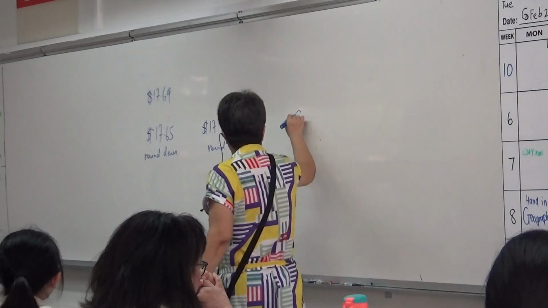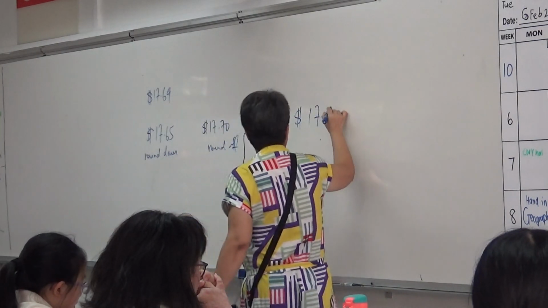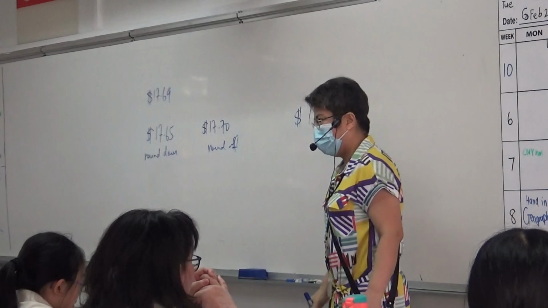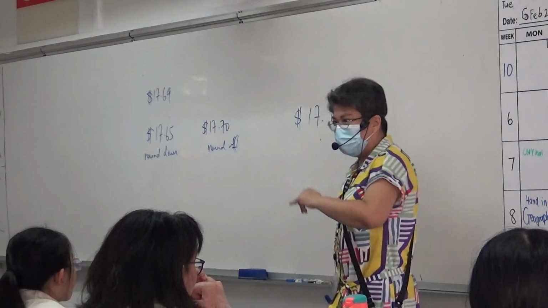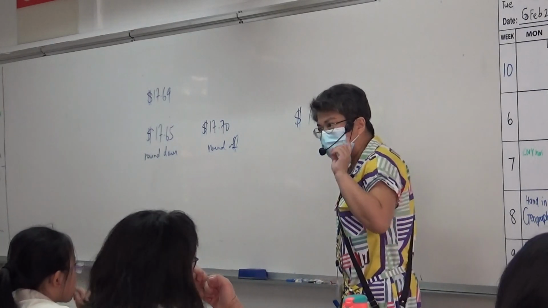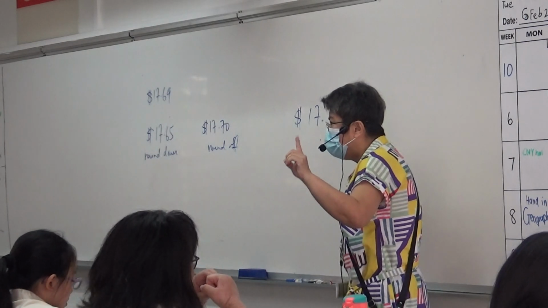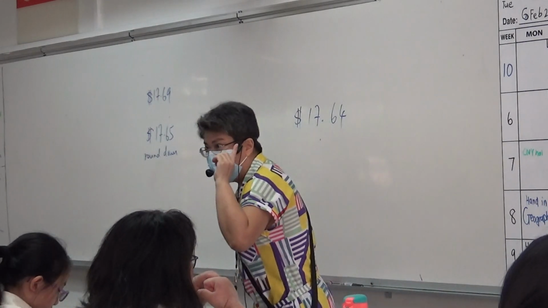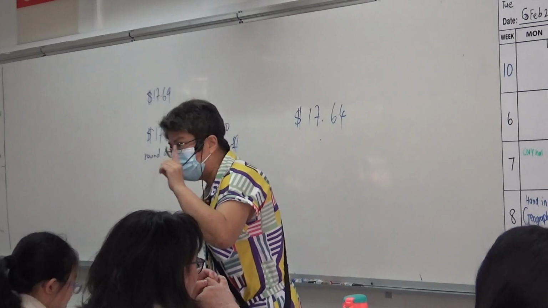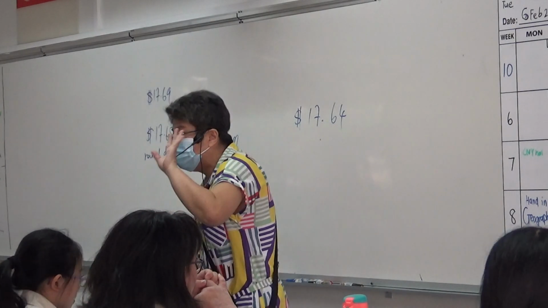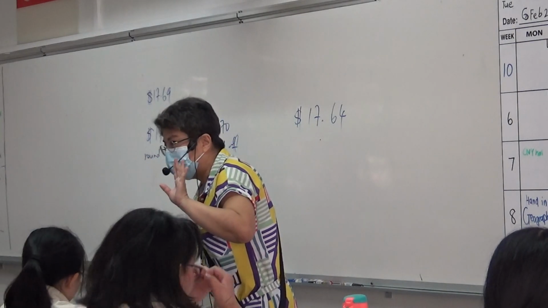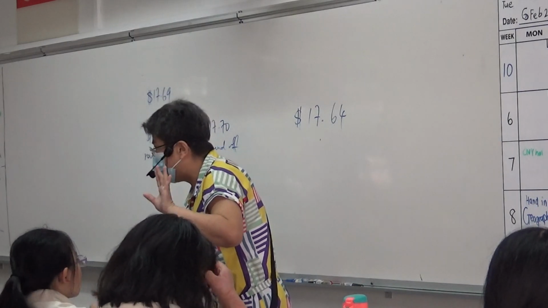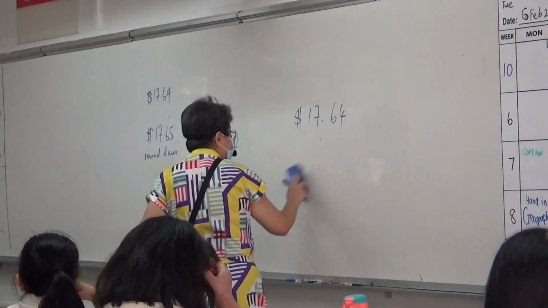Can you imagine now? If it's 17.64, if I round down, it's how much? 60, right? It's the nearest 5 cents. If I round off, it's also 17.60. These two are still alright. Can you see what I'm talking about? It's still alright. Okay, now then comes the next one.